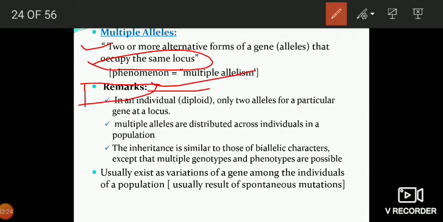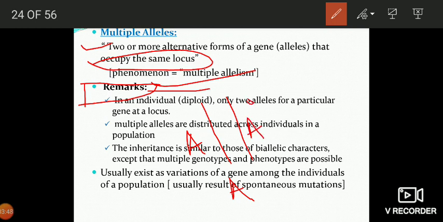Okay, in an individual which is diploid, only two alleles for a particular gene at a locus are present. Okay, जैसे कि मैंने आपको बोला, ये इंडिविजुअल A है, इसमें दो alleles present हो सकते हैं. Okay, not more than that. Okay, for example, it contains capital A and capital A naught. It cannot hold the third allele.